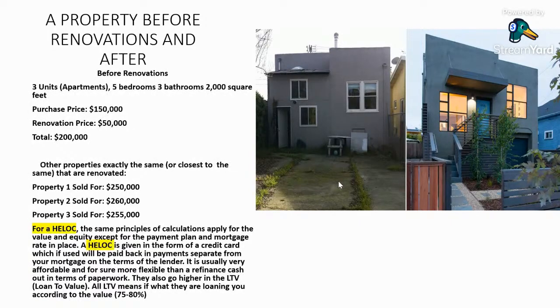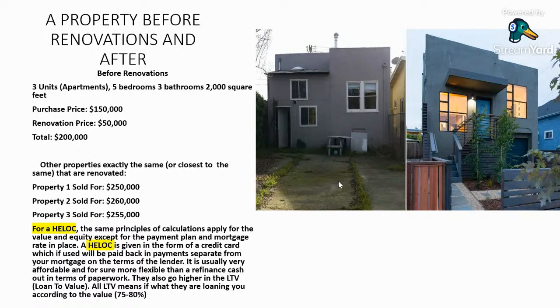So as you see at the bottom, I'm giving different ways to pull the equity out. It says for a HELOC, the same principles of calculations apply for the value and equity except for the payment plan and mortgage in place. A HELOC is given in the form of a credit card, which if used will be paid back in payments separate from your mortgage on the terms of the lender. So if you have a mortgage already in the property and you take the equity out on a HELOC, you don't get a new mortgage. You get a separate payment because a HELOC acts as a credit card. They give you a credit card with the equity in it.